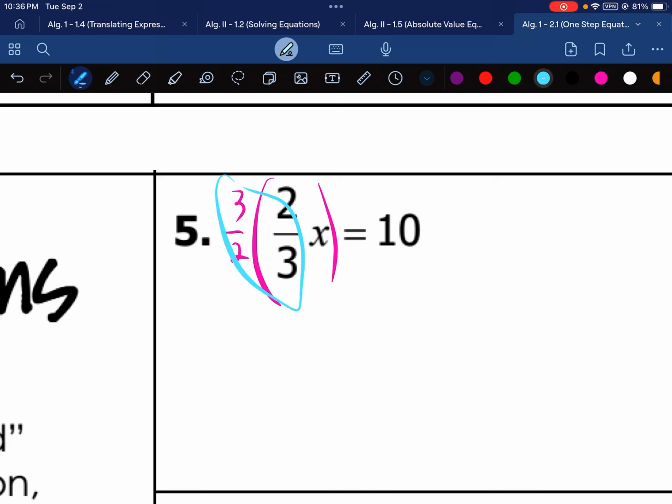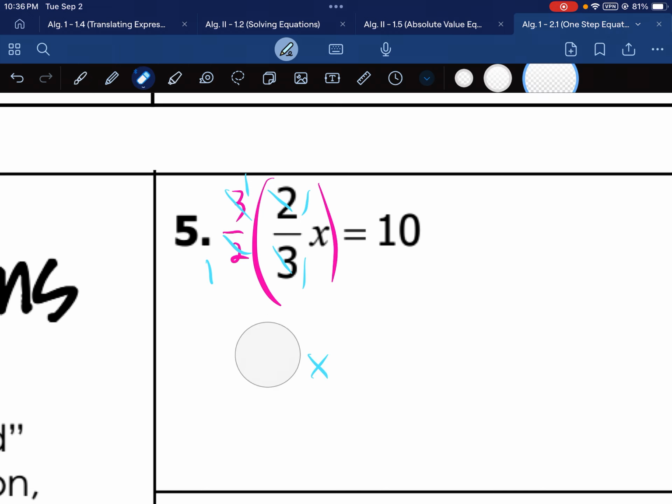And let's look at what happens on the left side here. These 3's can cross-reduce to both become 1, and the 2's can cross-reduce diagonally to both become 1. And so you're left with 1 times 1, which is 1, 1 times 1, which is 1, and we have this x still, and 1/1 is just 1, which we don't have to write before x. We can just write x.